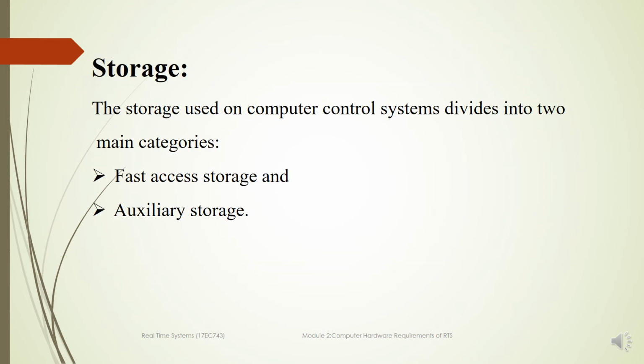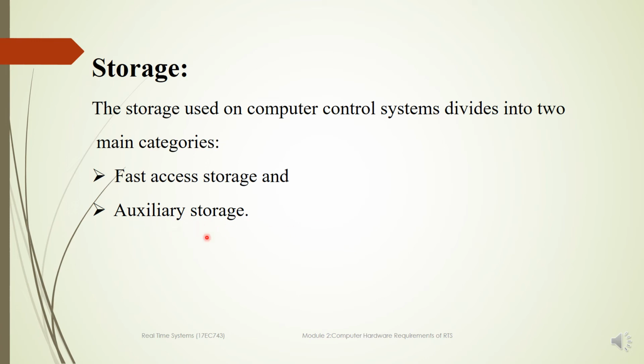Storage. This storage means nothing but a memory which is used in computer control systems, which can be divided into two main categories. The first is fast access storage and the second is auxiliary storage. Fast access storage is the part of the computer system that contains data, programs and results which are currently being operated on. In addition to RAM, it is now common to use ROM in fast access storage, and we also have an auxiliary storage.